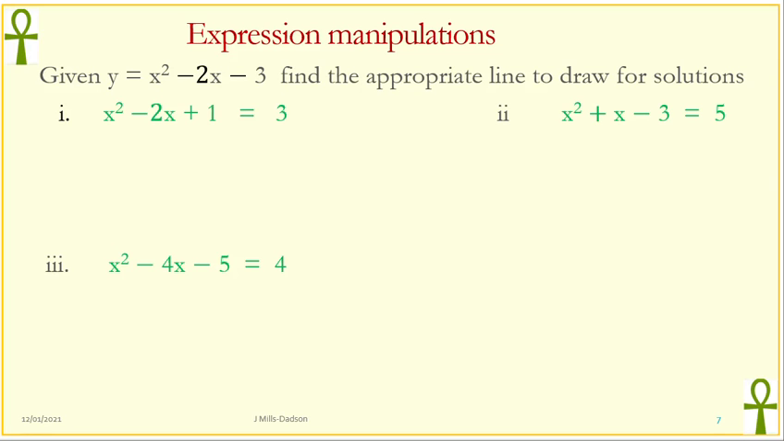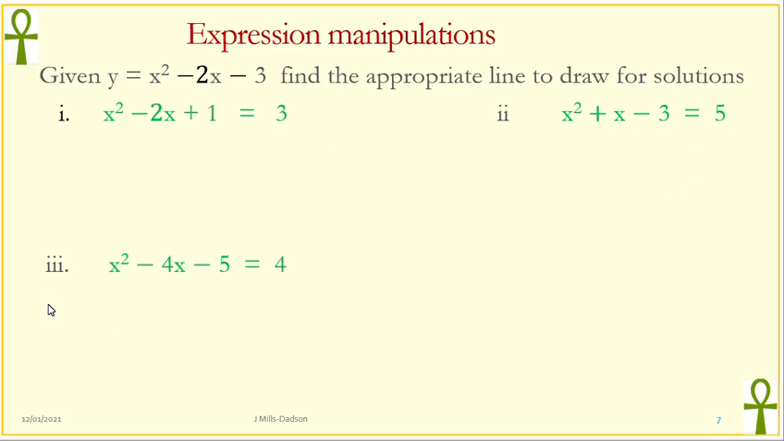I'm going to explain to you how you manipulate expressions to understand the sort of line to draw to find solutions. So here you've been given y equals x squared minus 2x minus 3. If this graph is drawn and you are given x squared minus 2x plus 1 equals 3, and they ask you to find out the values of x that will make this equal to 3, the values of x that will make it equal to 5, and so on.